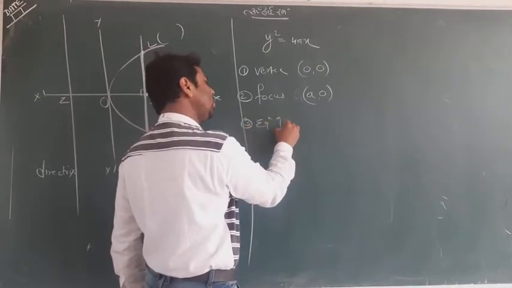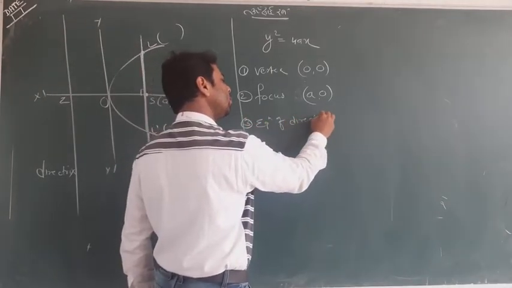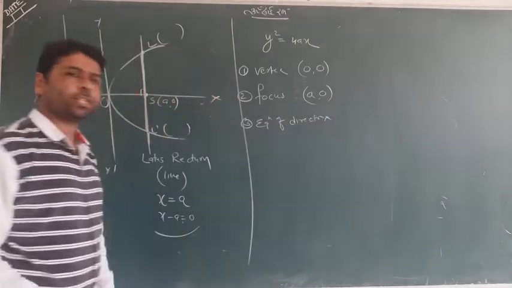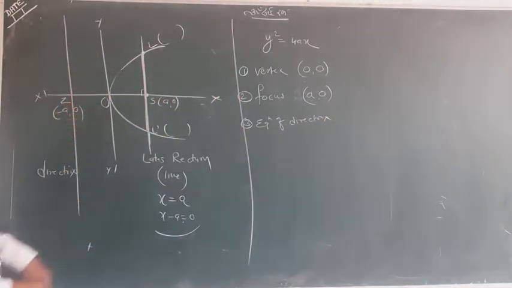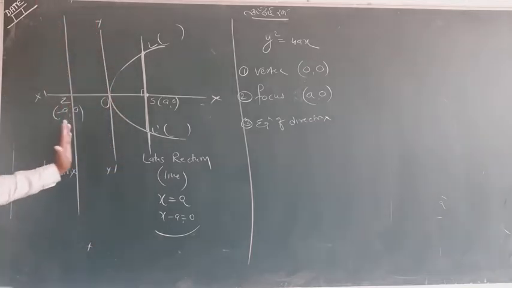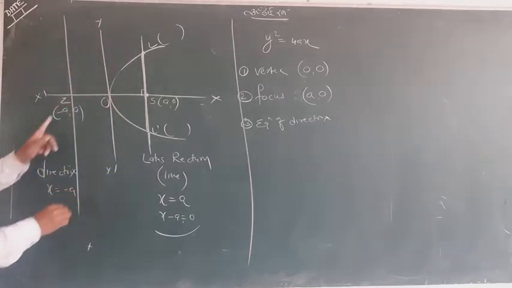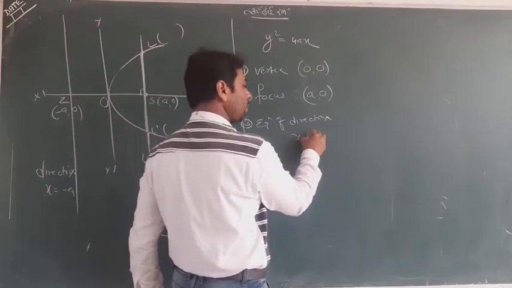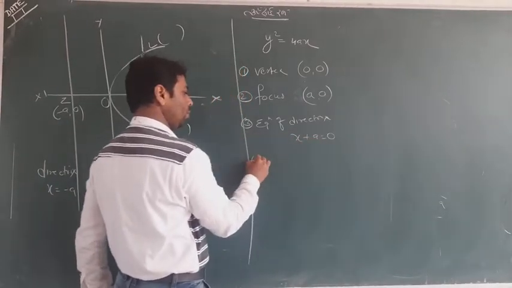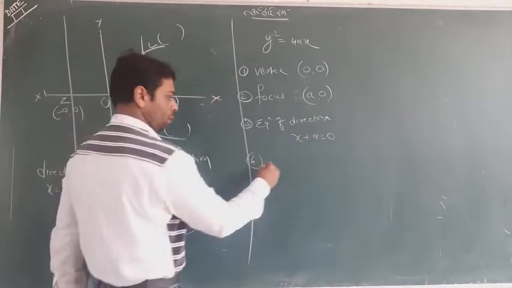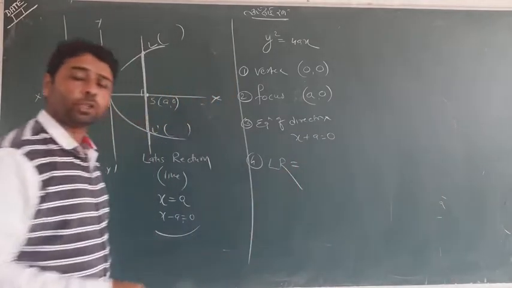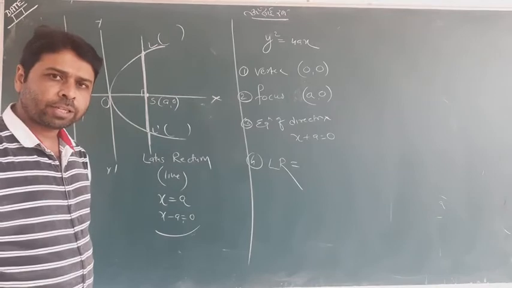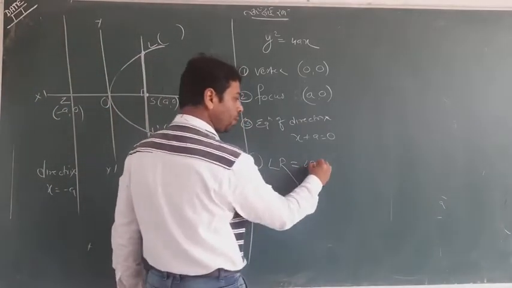Third thing: what is the equation of the directrix? You know that it is passing through (minus a, 0). I taught you that, parallel to the y-axis, it is x equal to minus a. So the answer is x plus a equals 0. Fourth is the latus rectum, the length of the latus rectum, shortly LR. We recently have seen it is 4a.